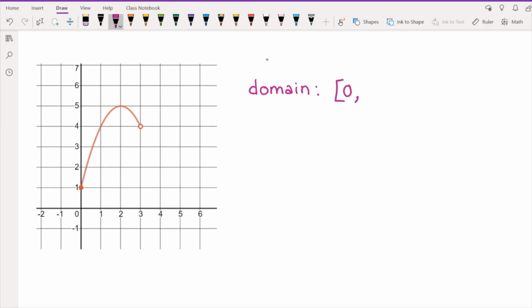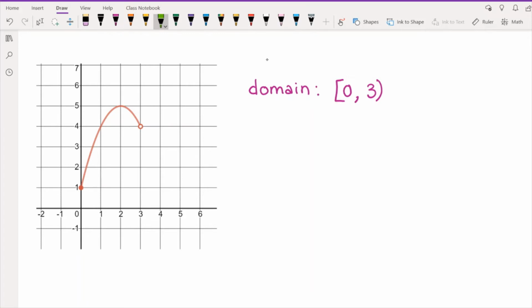And then we keep scanning, and we see, okay, where does the graph end? It ends at x is equal to 3. But just like with the last one, that point here is not included because of the hole in the graph, and so we want to put parentheses around the 3. So the domain is all numbers from 0 to 3, not including 3.